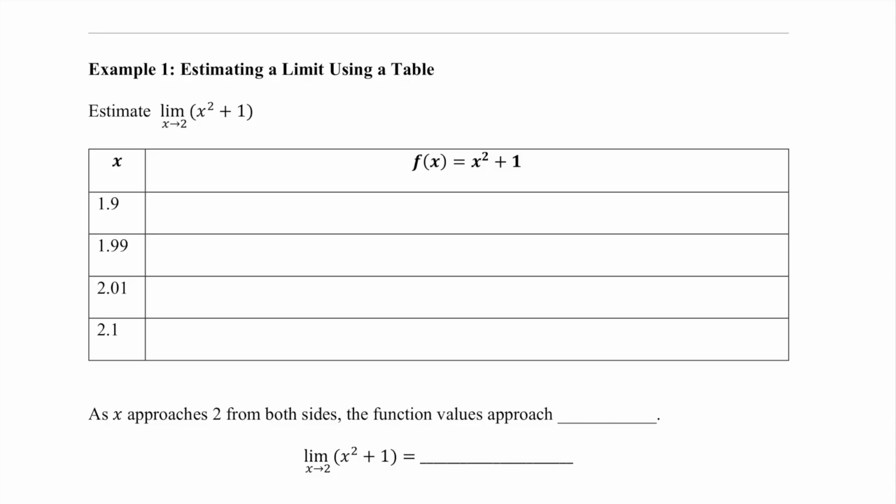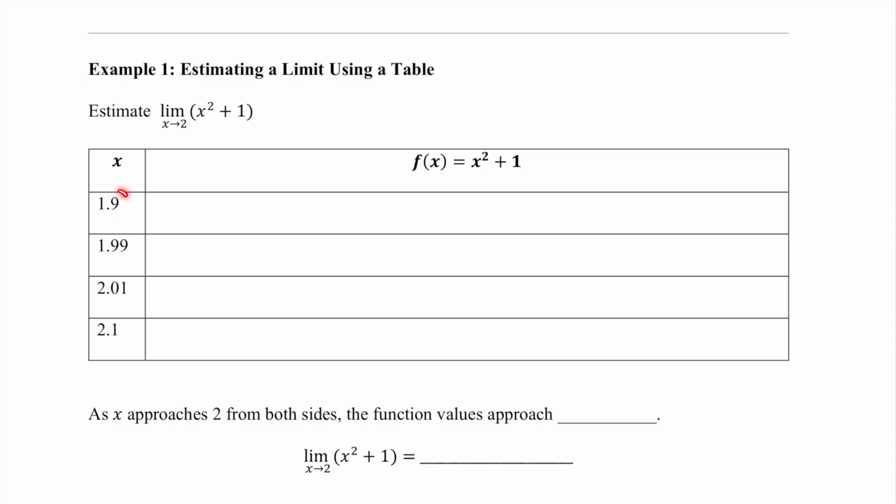We want to estimate the function value as x approaches 2. So we choose numbers close to 2. From the left of 2, we choose 1.9 and 1.99. From the right of 2, we choose 2.01 and 2.1. Now, we calculate f of x at each value.